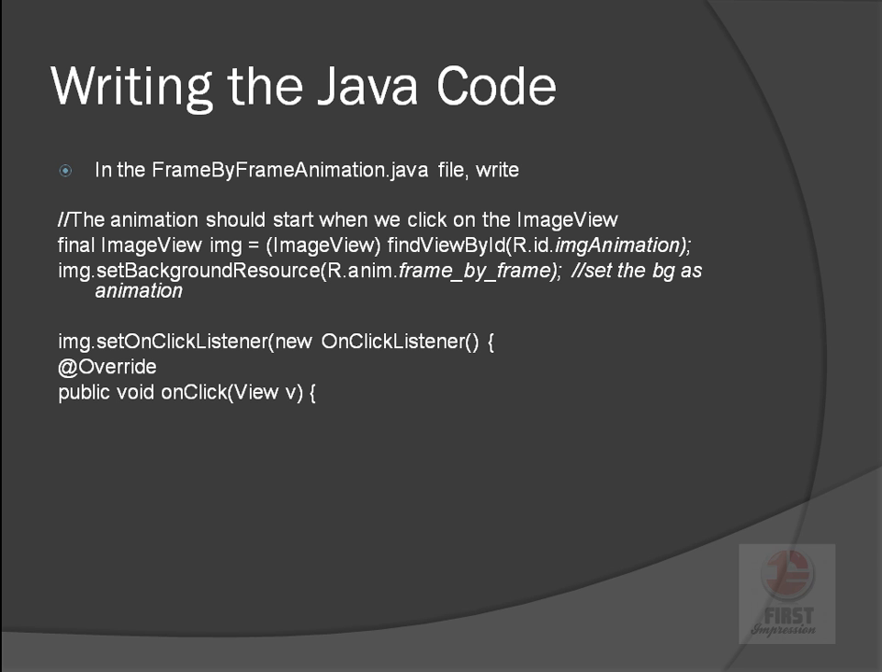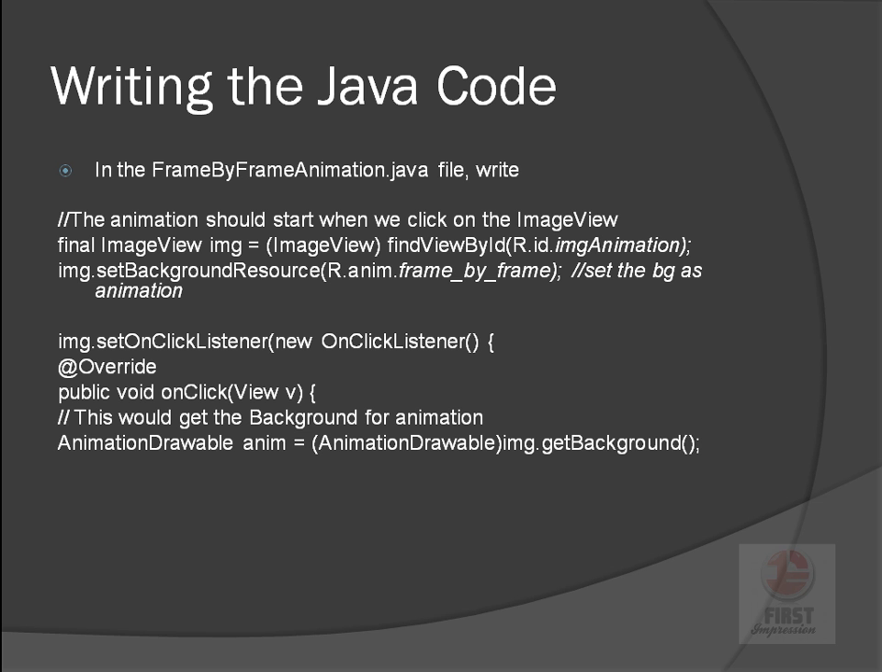So whenever someone clicks on the image view, we must get the background and play the background. So we'll say AnimationDrawable anim equals AnimationDrawable imageView.getBackground(). Over here we had done imageView.setBackground, so we'll do imageView.getBackground. This will get the background of the animation drawable. Then we'll just play this background by saying anim.start().